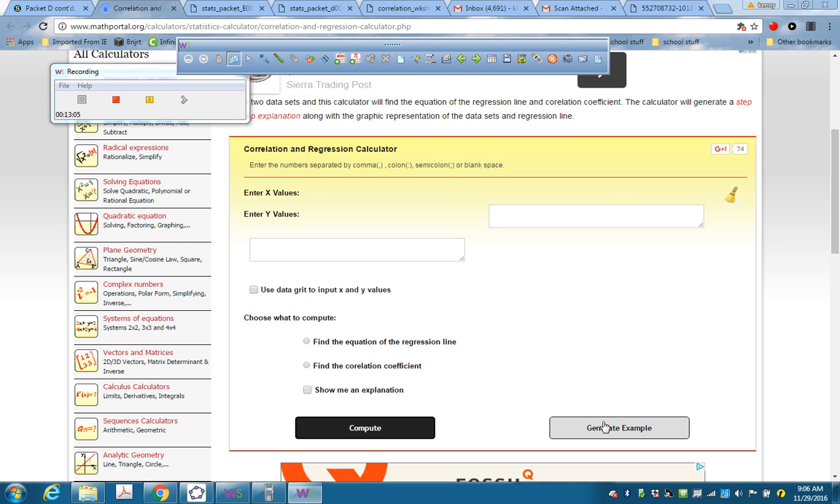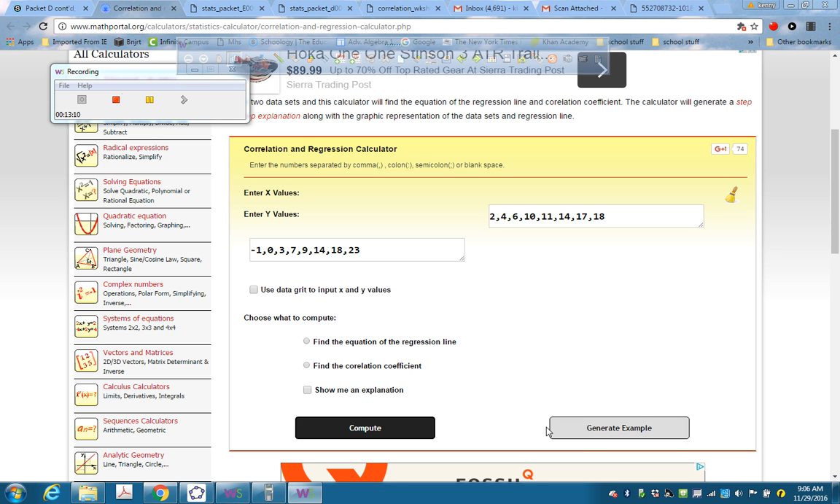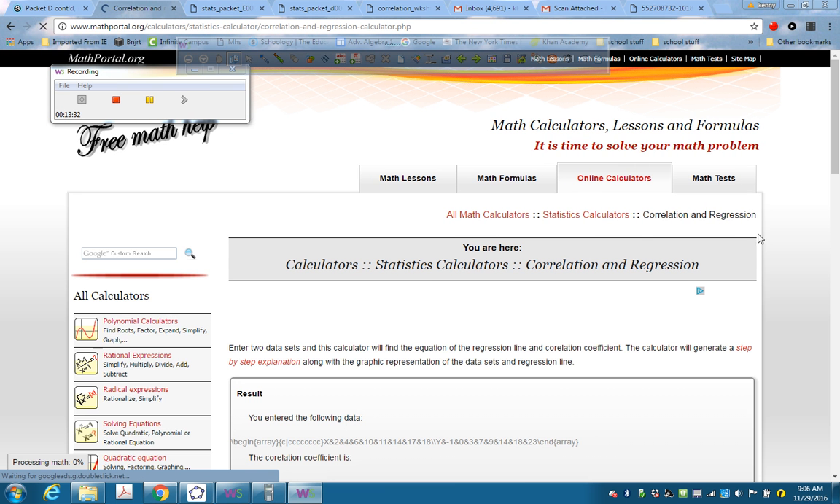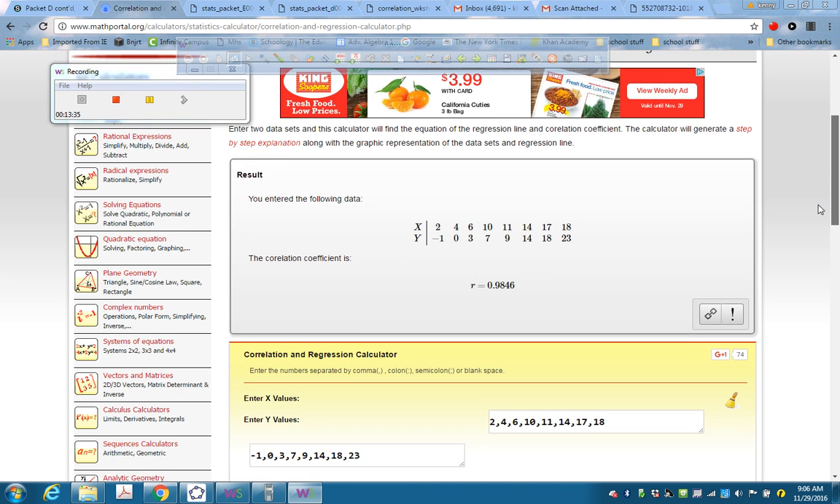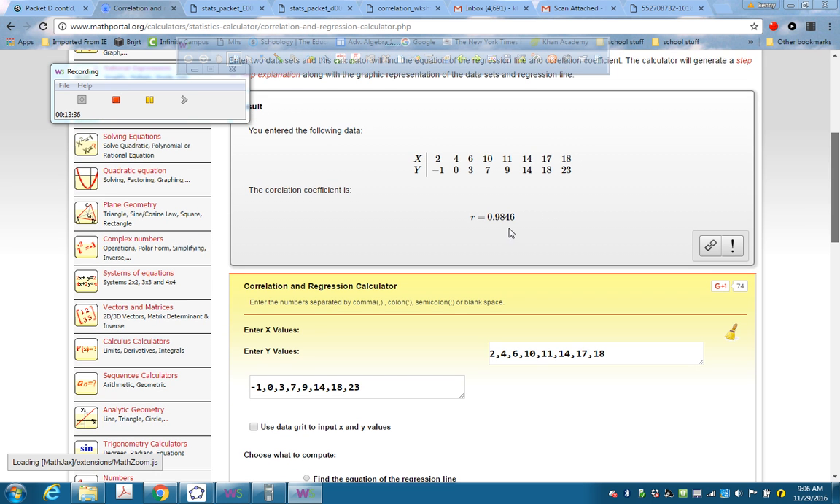I'm going to just generate an example to show you what this thing does, okay? Here's an example of some data, and you can find the equation of the regression line. We don't want to go through that table every single time because it's a huge pain in the neck, and technology can do it for you. So we can find the correlation coefficient. If this is your two sets of data, you compute, and it shows you here are my sets of data in a table, and here's my correlation coefficient for that set of data, meaning there's a very strong positive correlation.